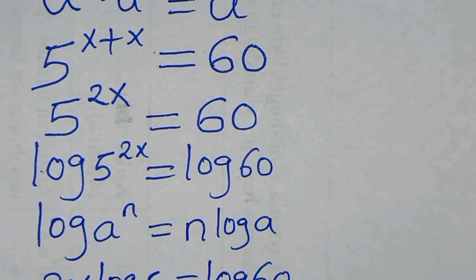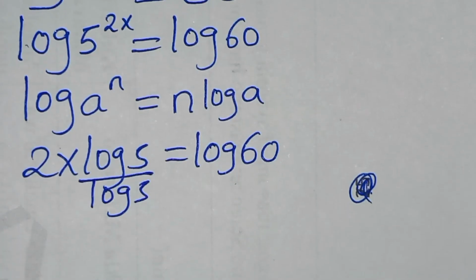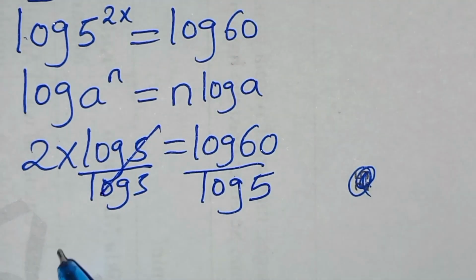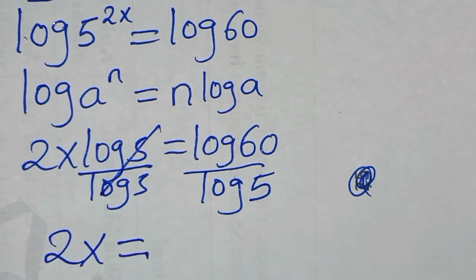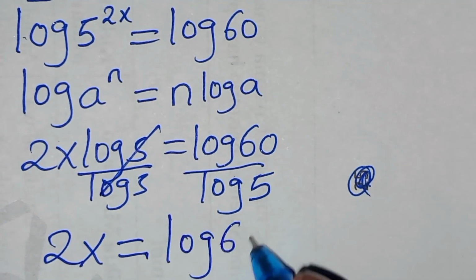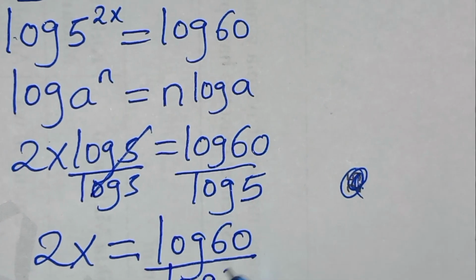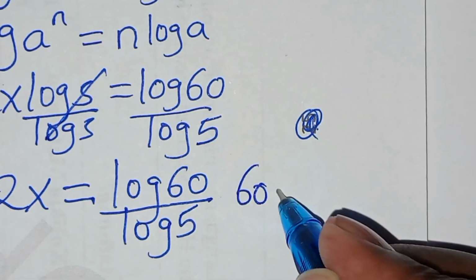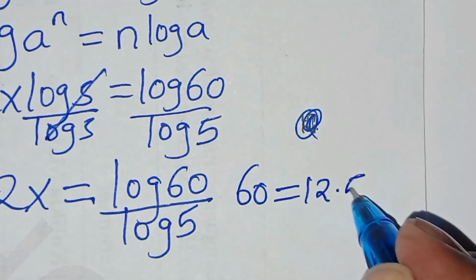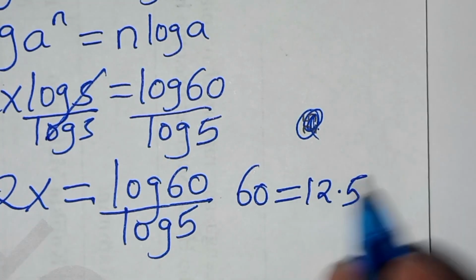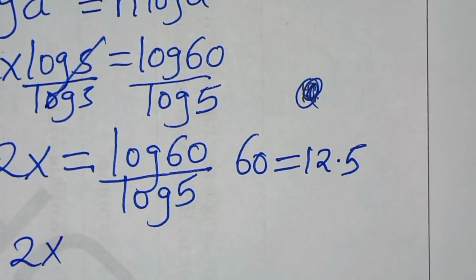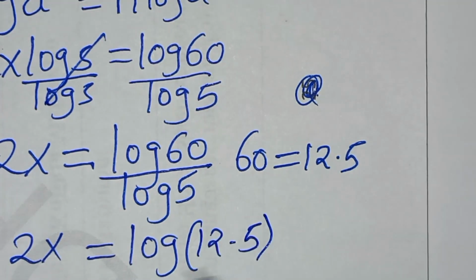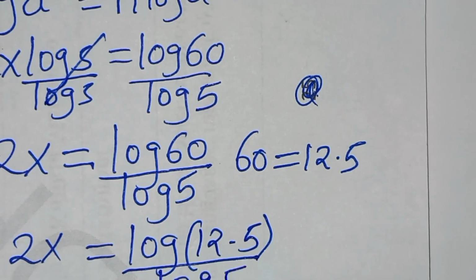So let's divide both sides by log 5. So that now here we'll have 2x. This is equal to log 60 divided by log 5. We can express 60 as 12 times 5. Let's substitute this so that here we'll have 2x. This is equal to log 12 times 5 divided by log 5.